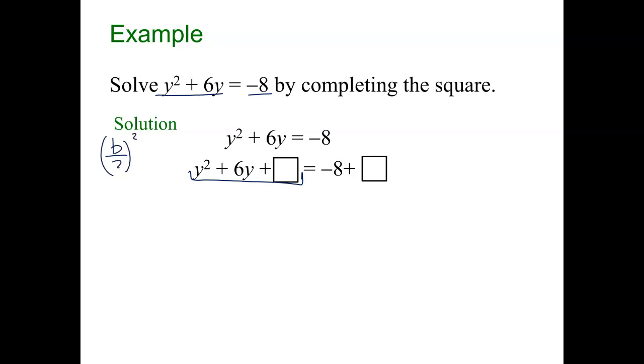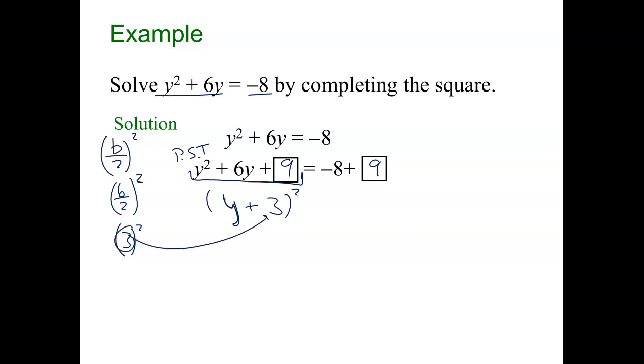What's my B value? 6. What's 6 over 2? What's 3 squared? 9. That's what goes in the box. So now I have a perfect square trinomial. What is this going to factor to be? Yep. Y plus 3 squared. Remember, that's 3. That 3 goes there.